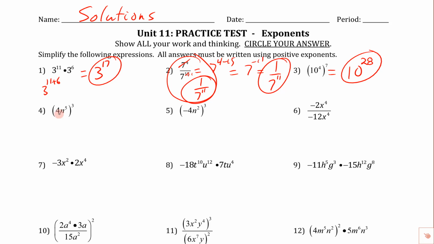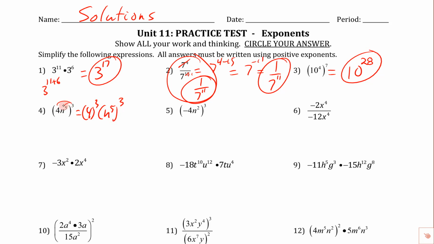Next one here, we've got 4n to the 5th, all in parentheses raised to the 3rd. That means the exponent applies to everything in parentheses. That means we've got 3 4s and we've got 3 n to the 5ths. If you want to write them out like this, if you want to write 4 raised to the 3rd and n to the 5th raised to the 3rd, totally okay.